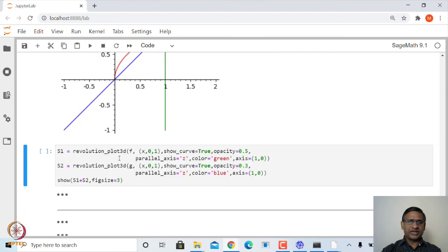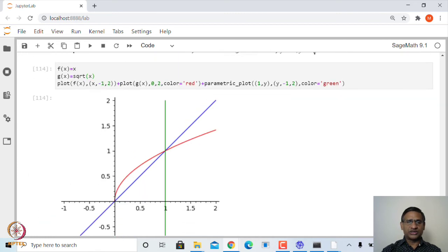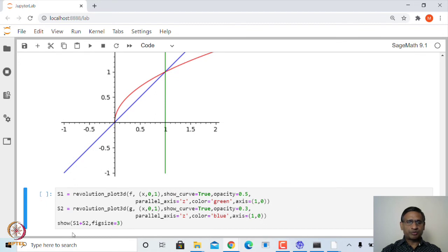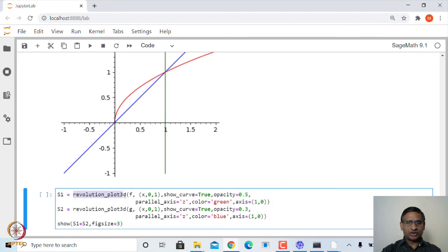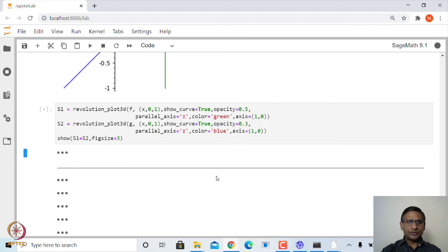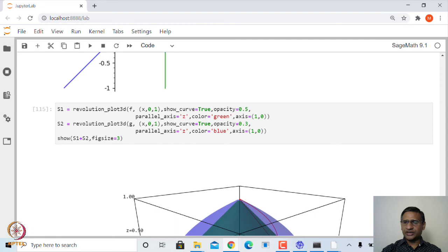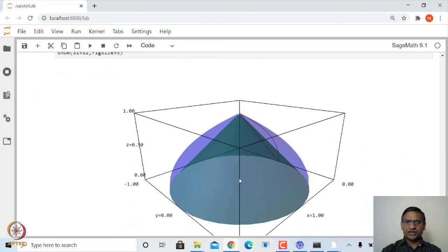So, again you can obtain that surface by surface of revolution, and in this case you have two curves, one is the outer curve, another one is the inner curve. So, let us plot S1 as the revolution of f, which is y equal to x, and the second one S2 as the revolution of g x, from 0 to 1, and here you are mentioning the axis of rotation as 1, 0. So, it is passing through 1 comma 0, and then you are rotating about the z axis, and then if you put all these things together, you will get the surface. This is the solid surface.